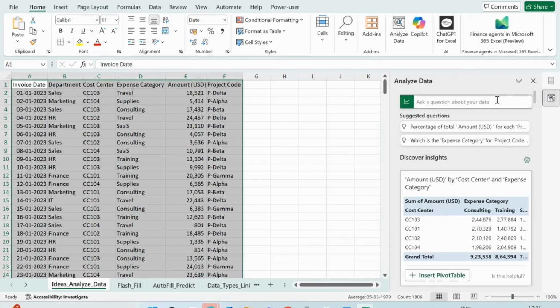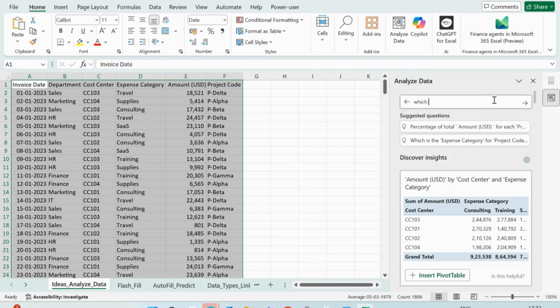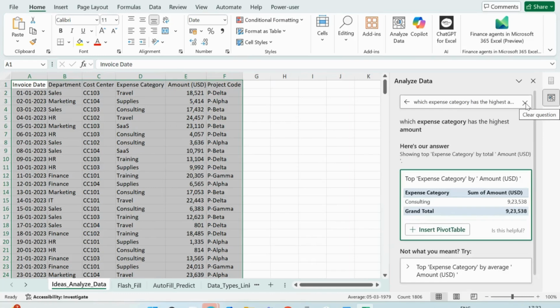Another important and interesting fact about this feature is that it would even answer questions that you're going to ask about your data. For example, you can check with it which expense category has the highest amount. You have to be mindful of not writing cost here, otherwise it will not be able to give you anything. You must use the terms that are there in your data itself. So let's see what it comes up with.